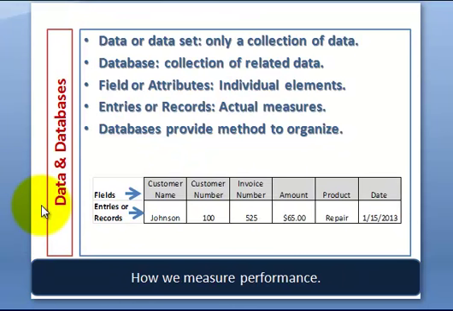So first, let's talk about data and data sets. Data and data sets are only collections of data. When we put them into a database, we're basically collecting relevant data. In some naming conventions, we name these different elements fields or attributes, like customer name, customer number, invoice number. And the actual records or measures are called entities or records, like Johnson 110. So these are the entities or records, and these are the fields or the attributes.